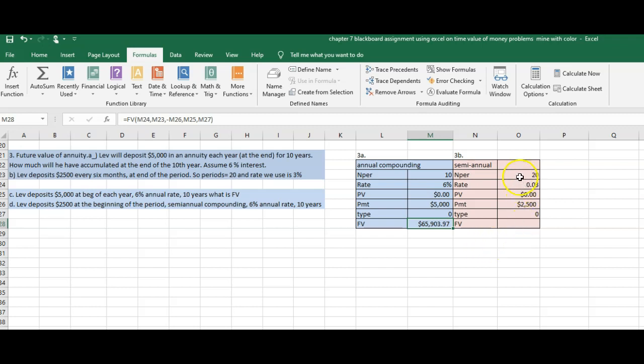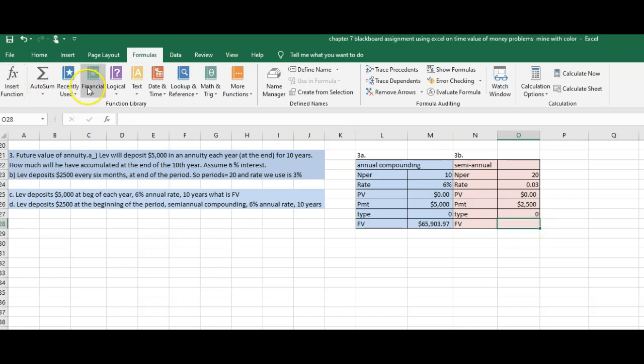So the number of periods in this case doubles. Now we're up to 20 periods, twice a year, 10 years. The rate is the annual rate divided by 2, and so that is 3%. The present value is still 0. The payment, I cut it down to 2,500. The type is still 0. The payment comes at the end of every 6 months.